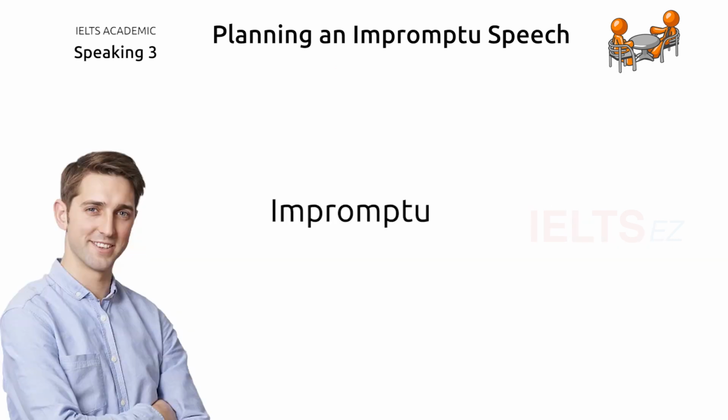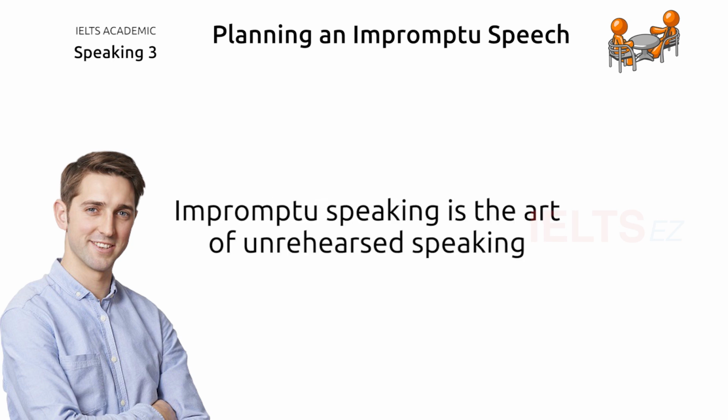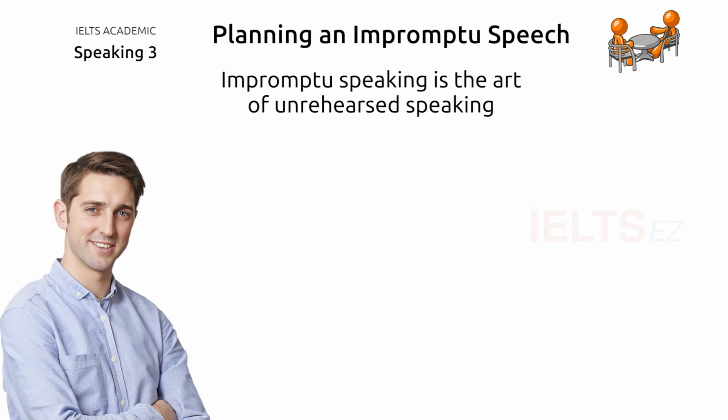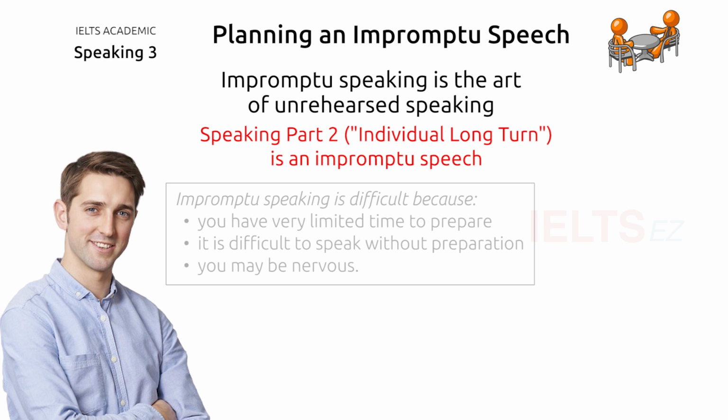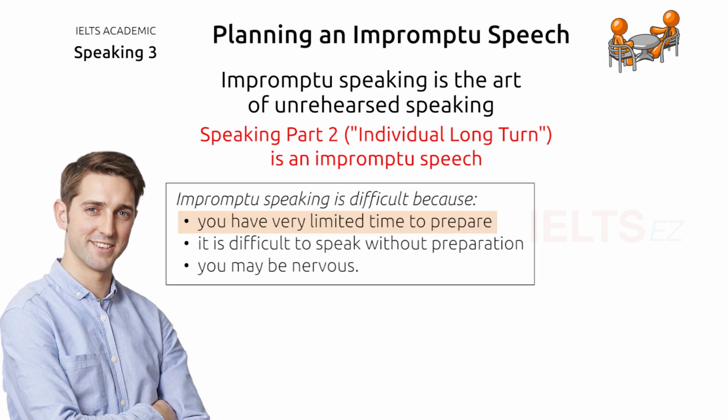Students, you may not have heard the term impromptu before. Impromptu means unplanned or unrehearsed. Impromptu speaking is when you are called on to speak with little or no time to prepare what you're going to say. Part 2 of the IELTS speaking test is an impromptu speech, because you're given a topic and have very little time to prepare before you must start speaking. Even students with strong English skills can have a problem in this part of the test, because they have a difficult time giving an unplanned speech. After all, you have a very limited time to prepare, and it's difficult to speak fluently without preparation.